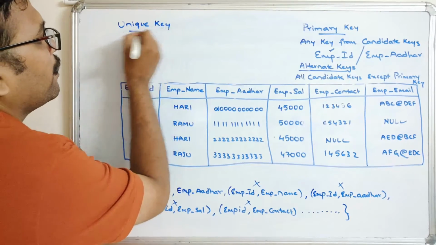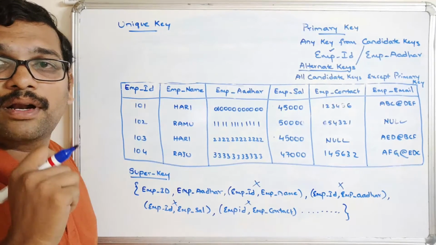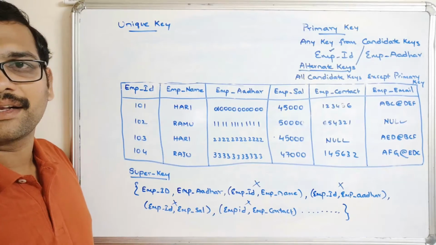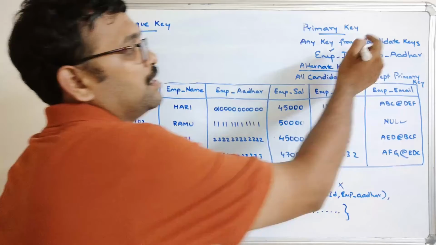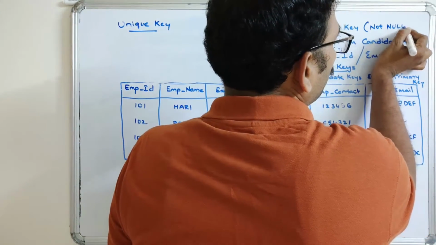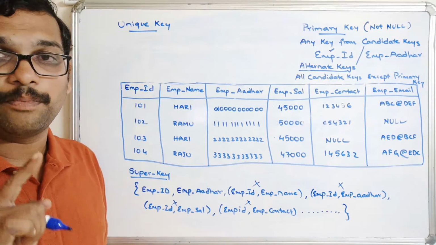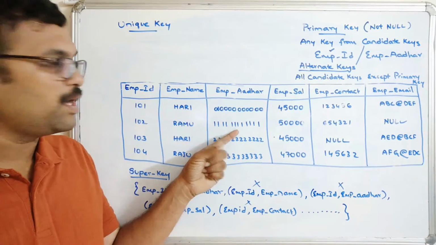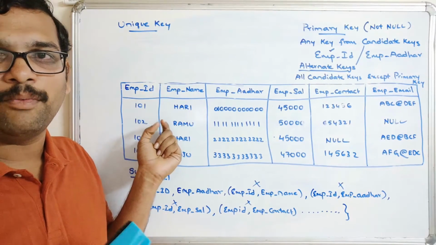Unique key. A unique key is similar to our primary key, but it can accept the null value. One constraint for a primary key is that the value should not be null, and also it should not be updated. Once you give the Aadhaar number or employee ID, in future it will not be changed.